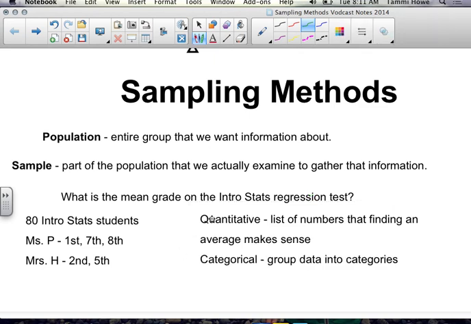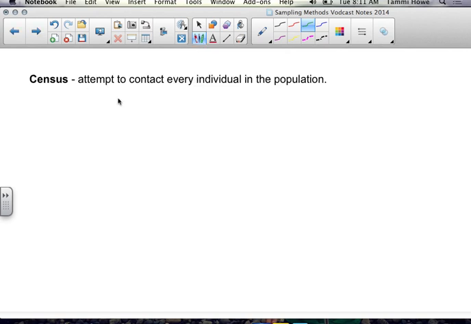Okay, so 80 stat students, 2 teachers, 5 classes. What's the mean grade, and how are we going to figure this out? One thing that we could do is we could take a census, and a census is an attempt to contact every individual in the population. And so this is where we go to every single class and we ask every single student, what grade did you earn? And when we ask them what grade they earned, we collect all those grades together. There's 80 of them. We add them together.